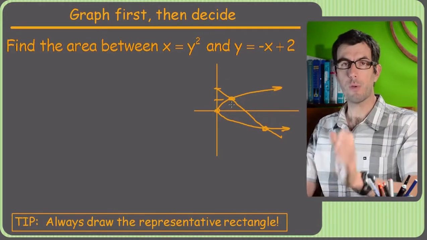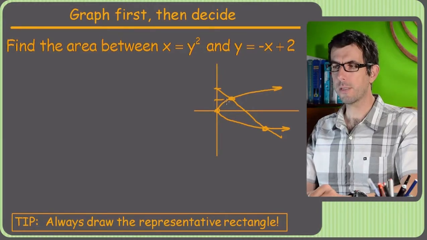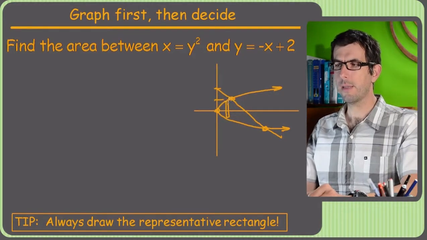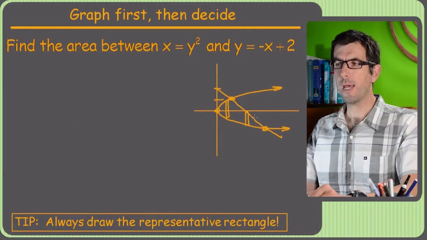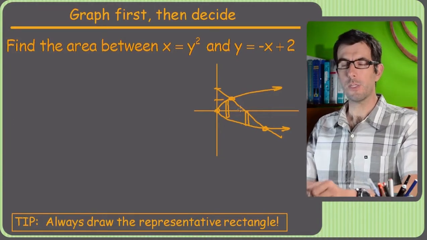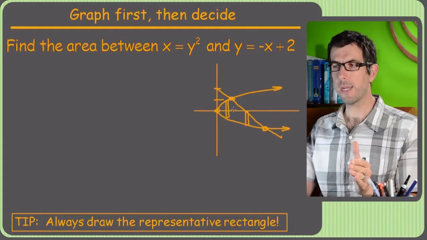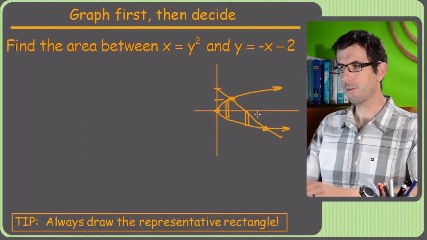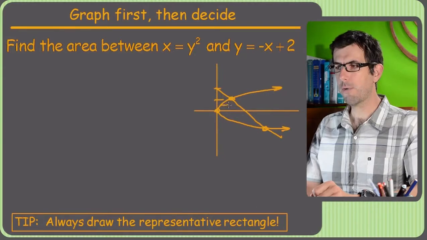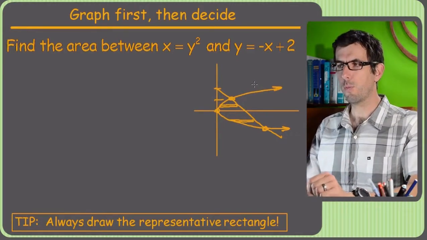Now we can do the experiment. We can look and say, do I want to use vertical bars or horizontal bars, rectangles, to calculate this? If I do vertical bars, on this left section both ends of the bar are on the parabola, and then on this right half we'd have one end on the parabola, one end on the line. So vertical bars would require two separate integrals: the one from 0 to 1, which is right here, and then the one from 1 to whatever this number is. So this is a problem where I'm going to want to use horizontal bars, because any horizontal rectangle I draw in here always has one end on the line, one end on the parabola, so it makes it a simpler integration with just one integral.